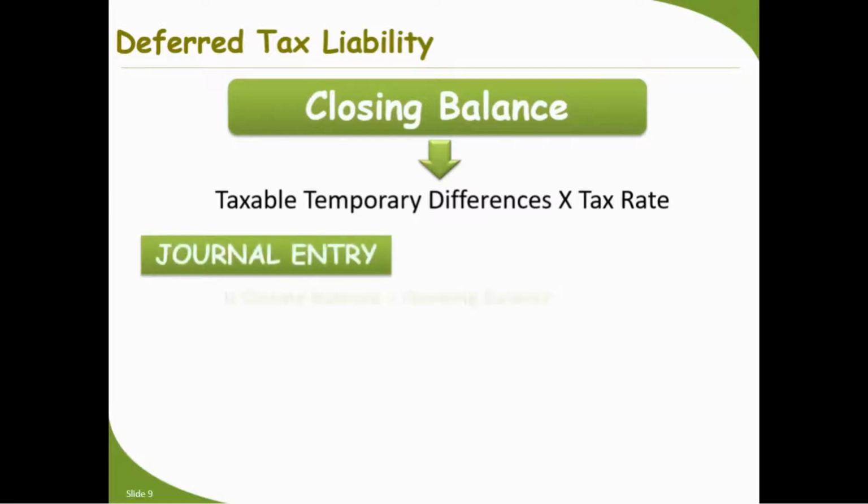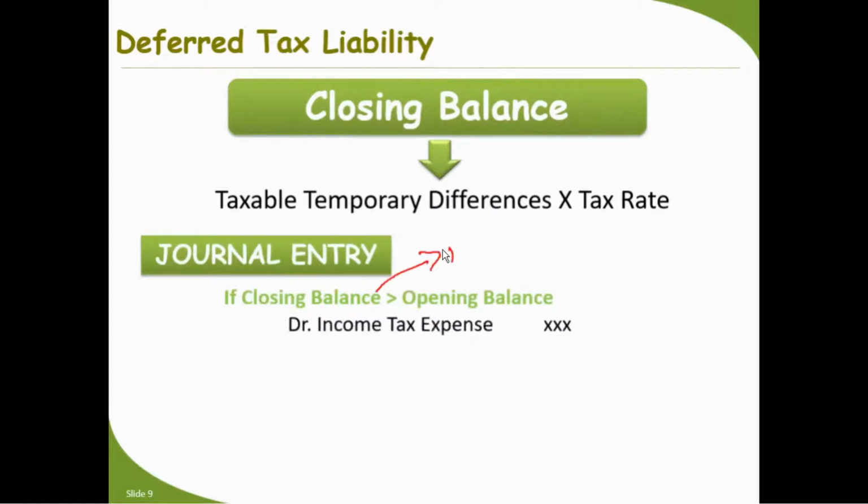What would be the journal entry? If the closing balance is greater than the opening balance, you will find the opening balance in your trial balance. Where will you find it? On the credit side. If deferred tax is on the credit side, then it is a liability. If it is on the debit side, then it is deferred tax asset. So compare your closing balance with your opening balance.